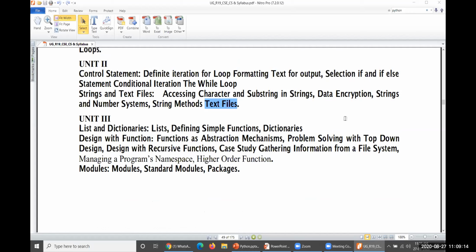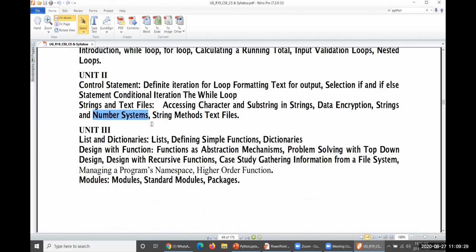Point number one, data encryption, and related to it, what is an encryption program and what is a decryption program. Then number systems: I have already given decimal to binary number system conversion, and today we would like to concentrate on binary to decimal, how that happens with number systems, followed by string methods. I have already discussed these string methods in your previous session itself. And there is a possibility to discuss something about text files also. Let us go ahead without wasting time and discuss data encryption.